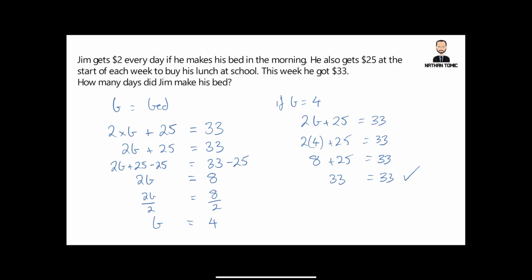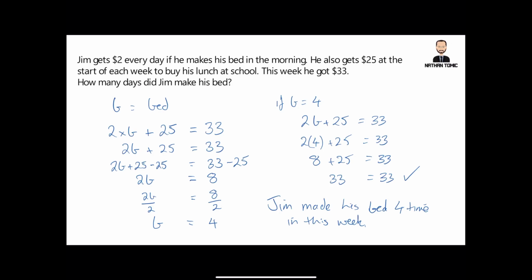Now, it's a worded question as always. We want to provide a worded answer. So, what is it? Jim made his bed 4 times in this week. Something like that. Okay?